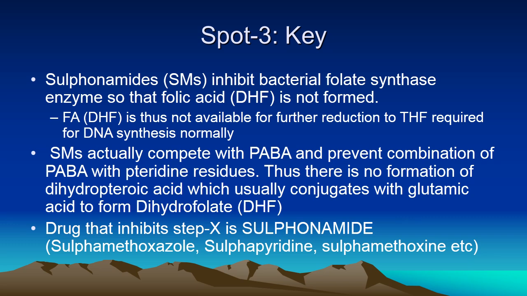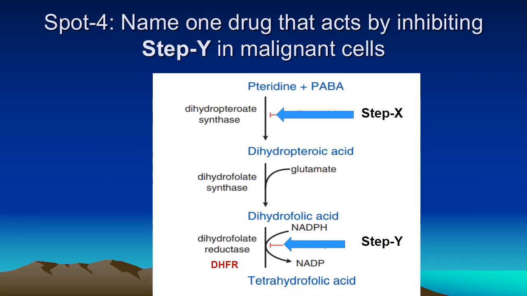In fact, sulfonamides compete with PABA and prevent combination of PABA with pteridine residues. Thus, there is no formation of dihydropteroic acid, which is needed for further reduction into folic acid later on using another enzyme. Therefore, drug X is a sulfonamide. There are many sulfonamides, usually sulfamethoxazole, sulfapyridine, sulfamethoxypyridazine. Only a few are used.